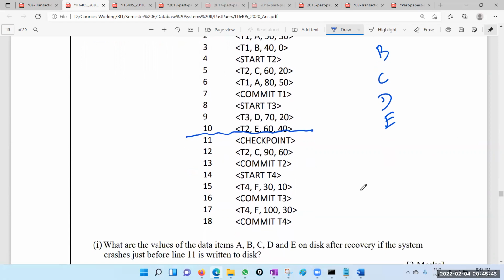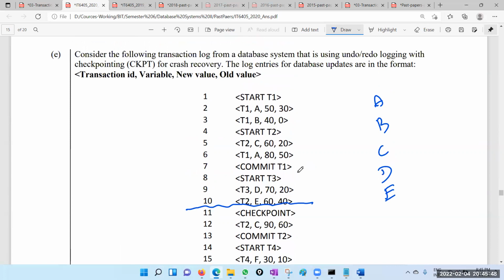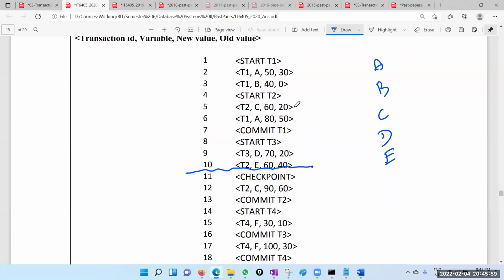This one they say undo redo. So that means both steal and no force. Let's assume steal and no force. But at the checkpoint, it flushed, but this has happened before the checkpoint. Give it a try.